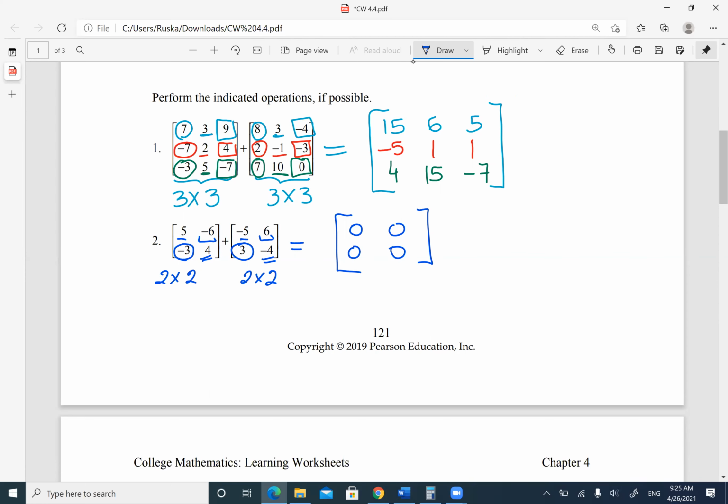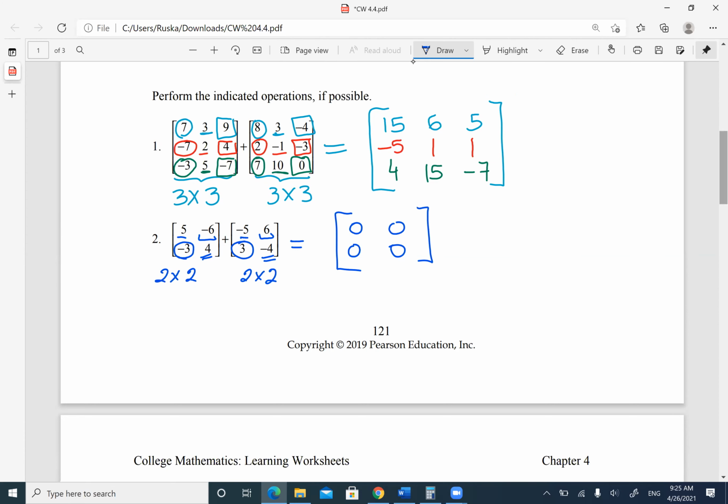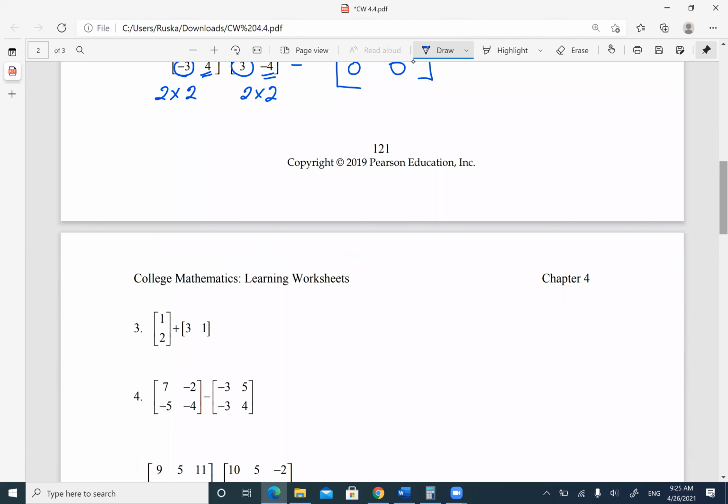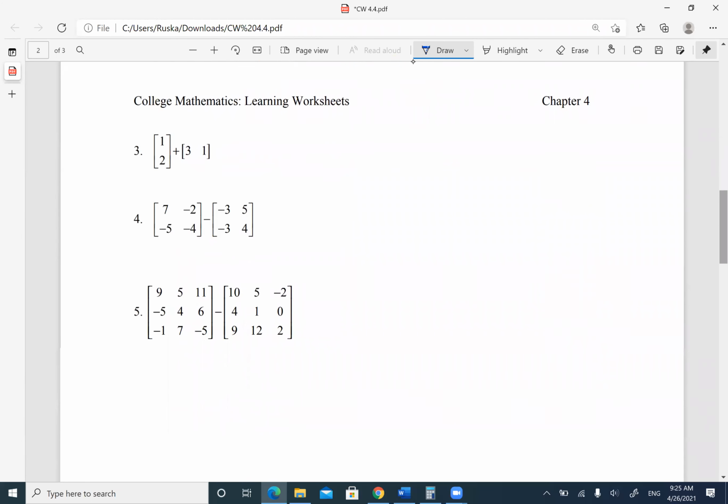Okay? Everybody understand that? So whatever you get, you just do the operation with the numbers, and whatever number you get, that's the number in that position. Okay? So far so good? Everybody doing good? Okay, let's do number 3.